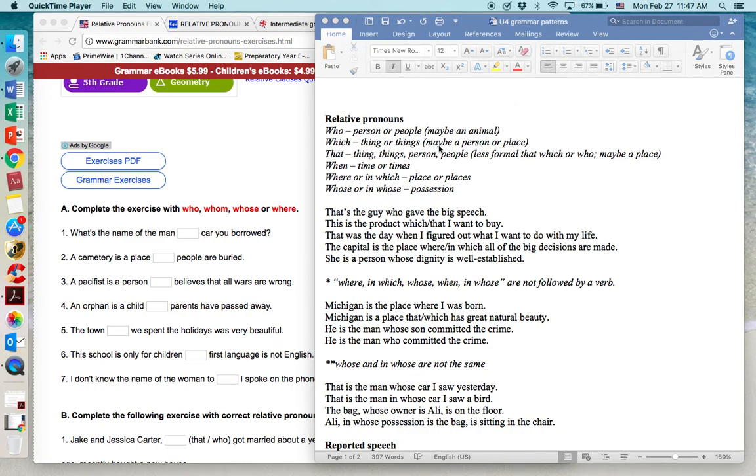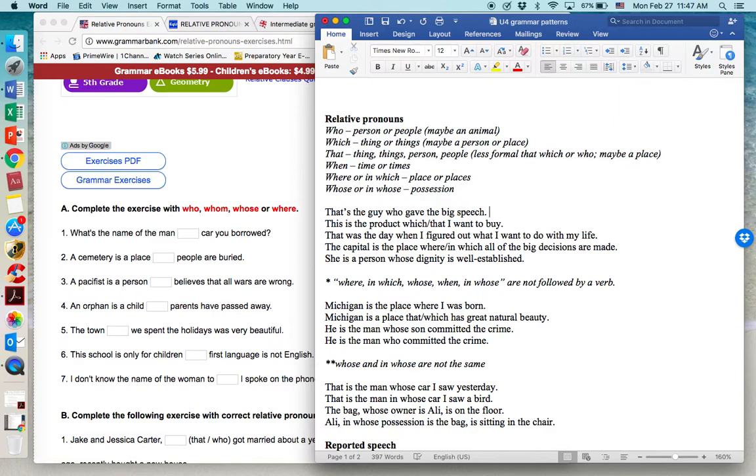Relative pronouns are going to tell us more about some noun in a sentence. We use who, which, that, when, where, or in which, whose or in whose, in these ways that I'll show you right now. That's the guy who gave the big speech. So that's the guy, we're talking about the guy, and we're going to explain more about him, who gave the big speech. Right?